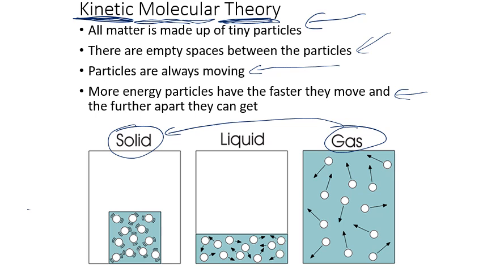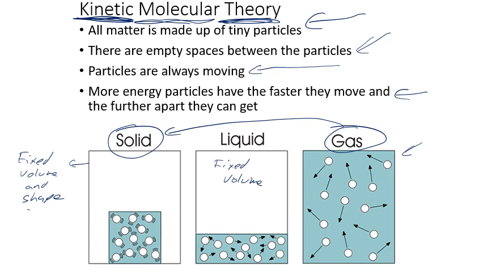Before, we also talked about how solids have a fixed volume and shape. Liquids have a fixed volume, but not a fixed shape. And gases do not have a fixed volume and do not have a fixed shape.